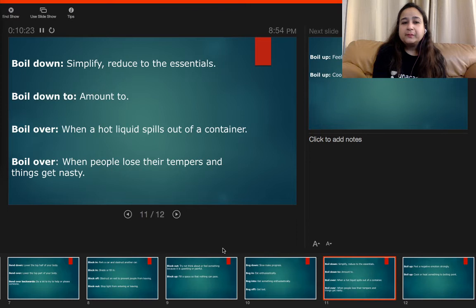So the first case of boil over is when a hot liquid like milk spills out of the container because it boils out of it, right? And boil over also means that when people become very angry and lose their temper, and start fighting with each other. So, his anger boiled over means he became very, very angry. Then also you would use this phrasal verb boil over.